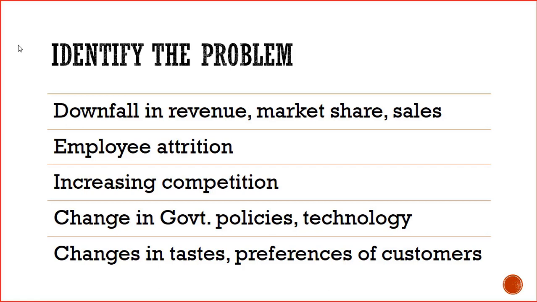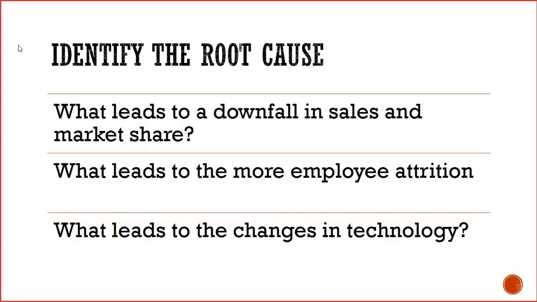So some examples I have given here. What are the problems? Like downfall in revenue, market share, sorry, employee attrition, increasing competition. These are the kind of things which can be controllable. Uncontrollable events can also be there, like a change in government policies. So you need to identify all these problems first. We'll talk more about this.